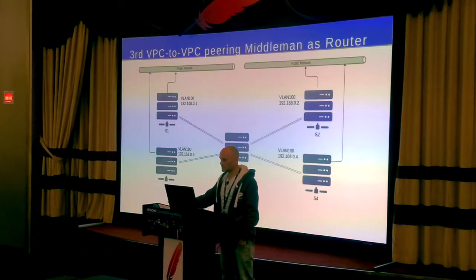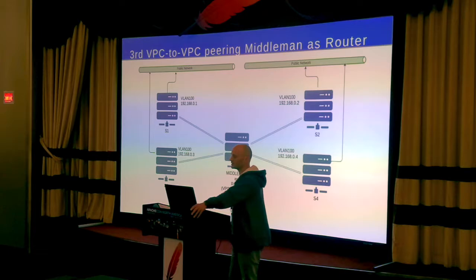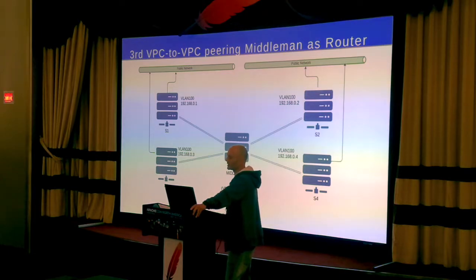So here's something else we tried. Instead of VPCs peering directly with each other, we created a VPC middleman as a router.